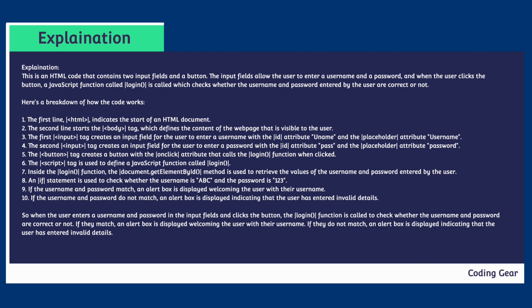So when the user enters a username and password in the input fields and clicks the button, the login function is called to check whether the username and password are correct or not. If they match, an alert box is displayed welcoming the user with their username. If they do not match, an alert box is displayed indicating that the user has entered invalid details.